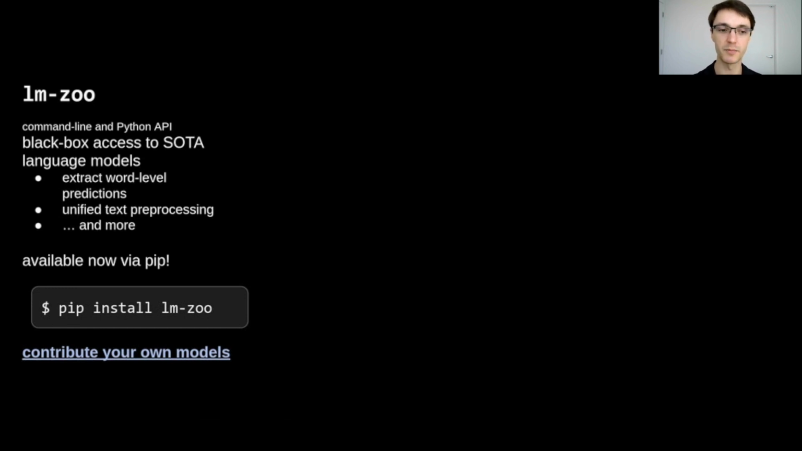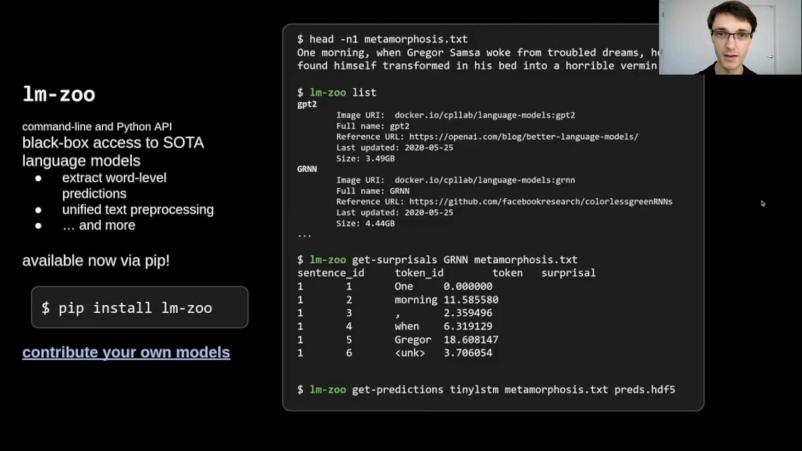It's available now via pip. You can install it right now using this pip command. So here's a bit of an example usage. LMZoo list gives you a list of the currently available public models. As I mentioned before, we wrapped quite a few existing open source language models using our Docker API. If you're a language model creator, you're welcome to check out our API documentation and wrap your own model and submit it to us. And your model will instantly be available to the community for use in these analyses and others.